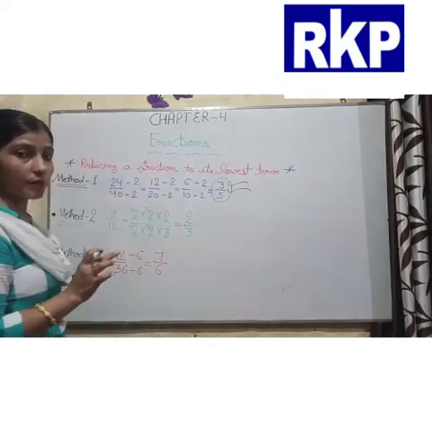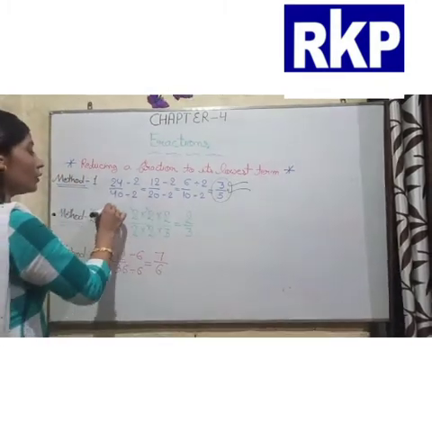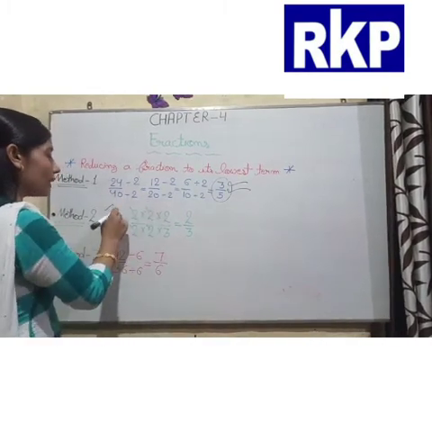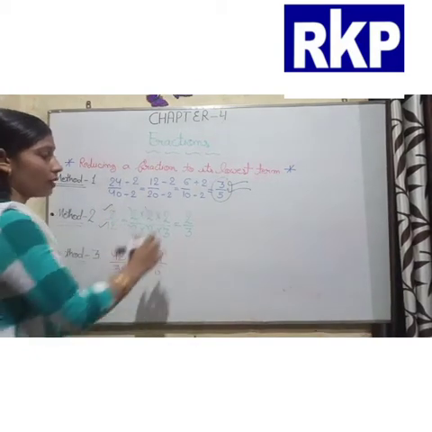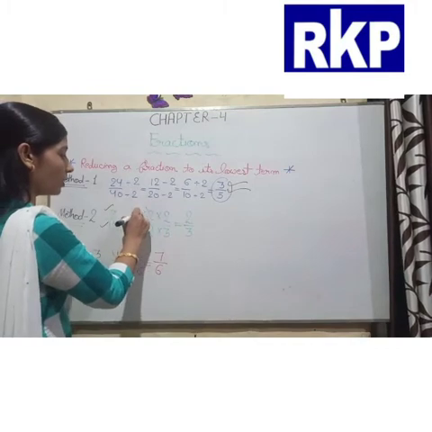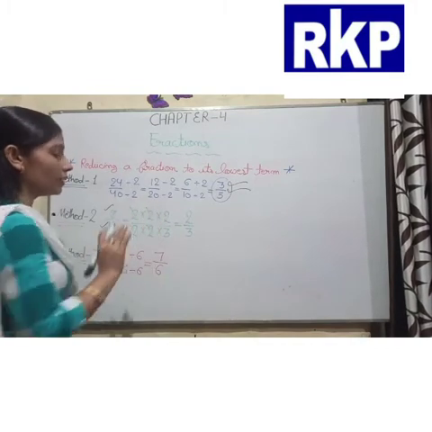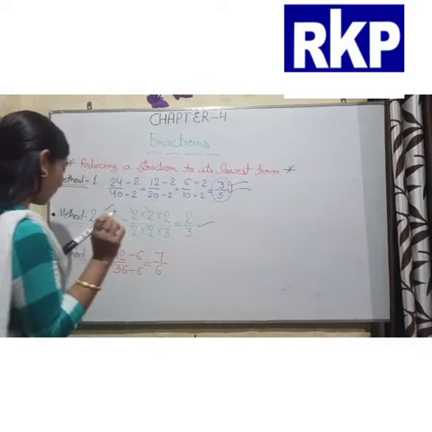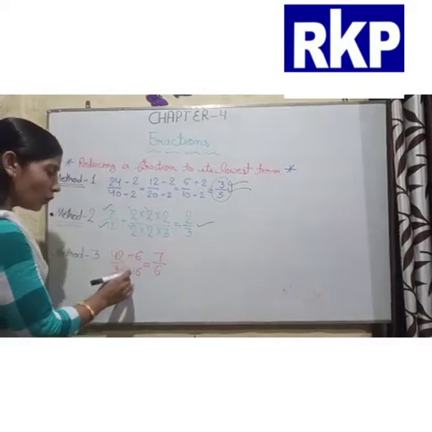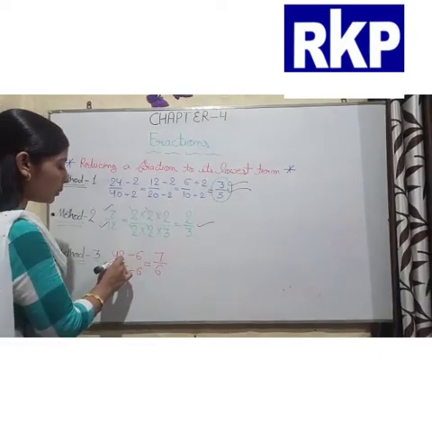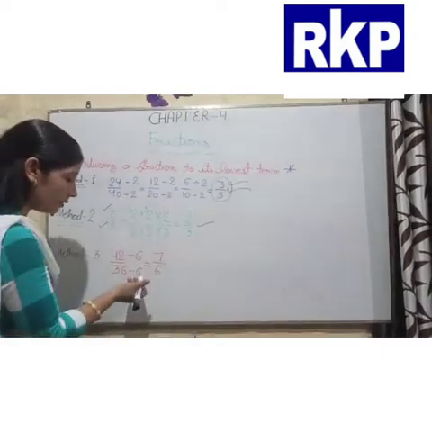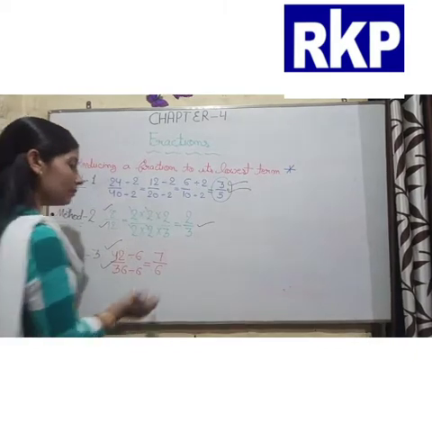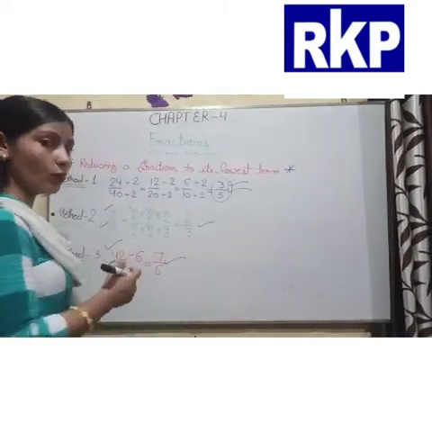In the second method, we have to find the prime factors of the numerator and denominator, and then cancel the common factors from the numerator and denominator. Then we will get the answer. And in the third method, first of all we find the HCF of the numerator and denominator, and then we divide the numerator and denominator by their HCF, and we will get the lowest term.